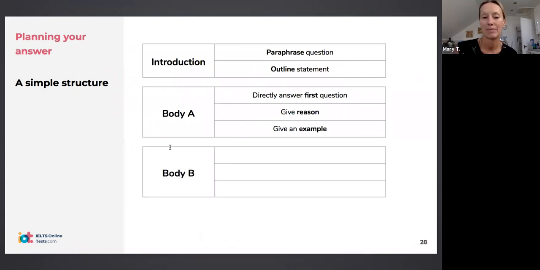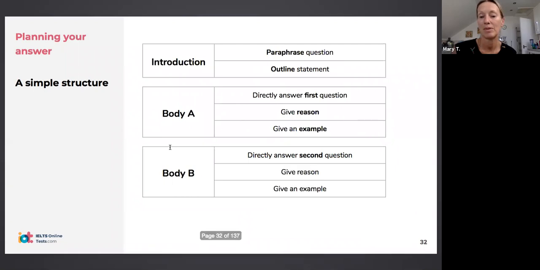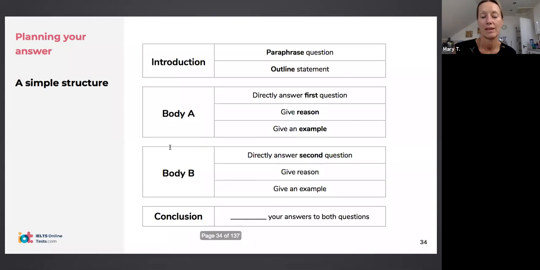And then body B is going to be the same. So directly answer. Yeah, every reason has to have an example, that's right. So in body B, directly answer the second question, yeah, and then the structure is the same. Okay, so then you give a reason, you give an example. Okay, and then the last part. Conclusion, good, Hussein, yes. So in the conclusion, what do you do? Sum up, yep, sum up. Summarize your answer to both questions. Good.